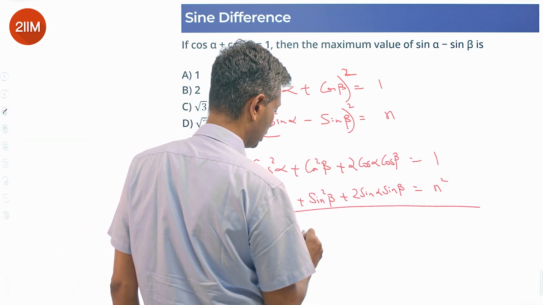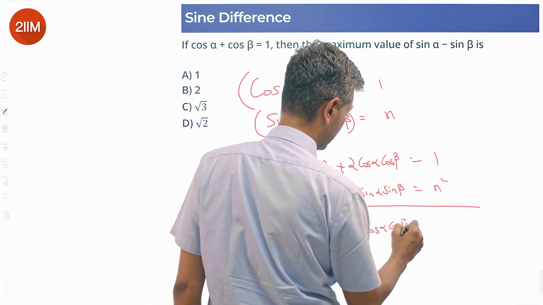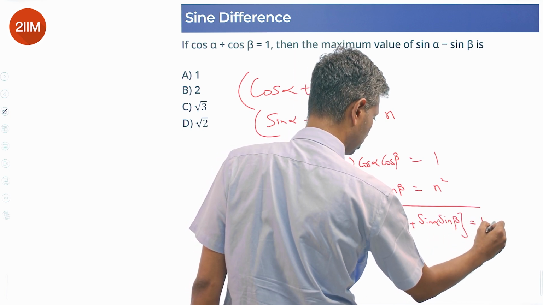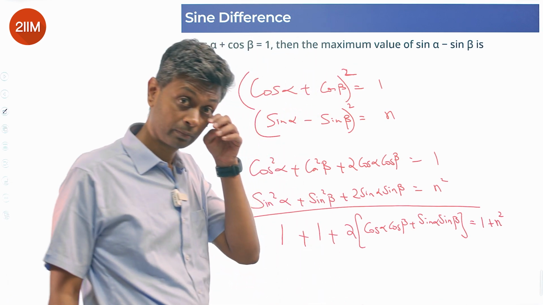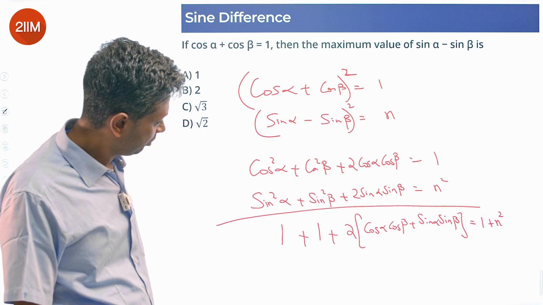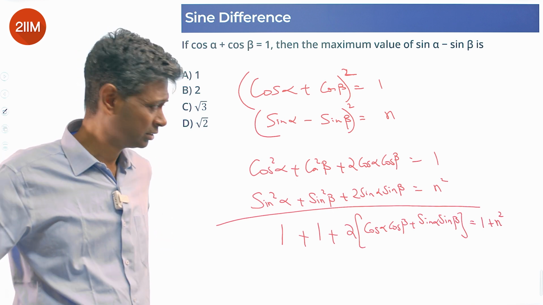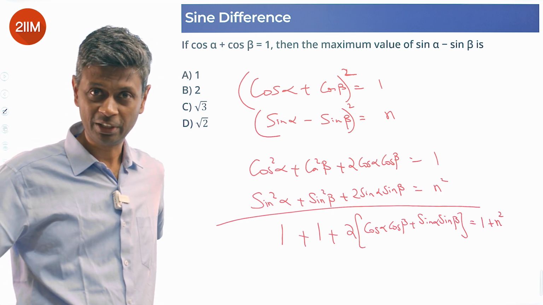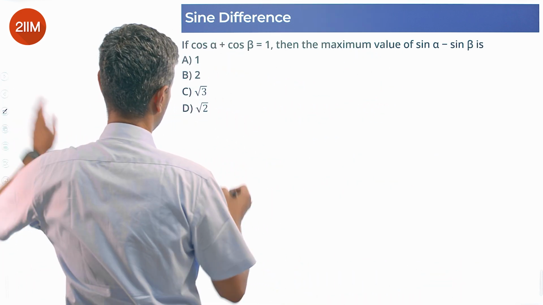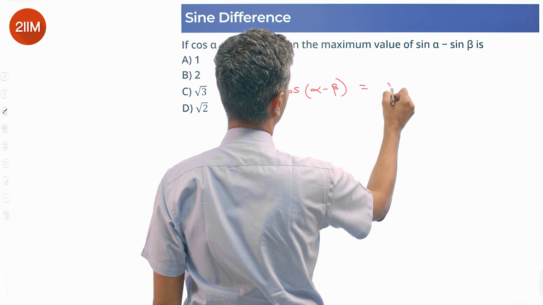Cos square beta plus sin square beta is 1, plus 2 times cos alpha cos beta plus sin alpha sin beta, equal to 1 plus n square. Nice. Cos alpha cos beta plus sin alpha sin beta is cos of alpha minus beta, which means we can knock off this 1. 1 plus 2 times cos of alpha minus beta is equal to n square.